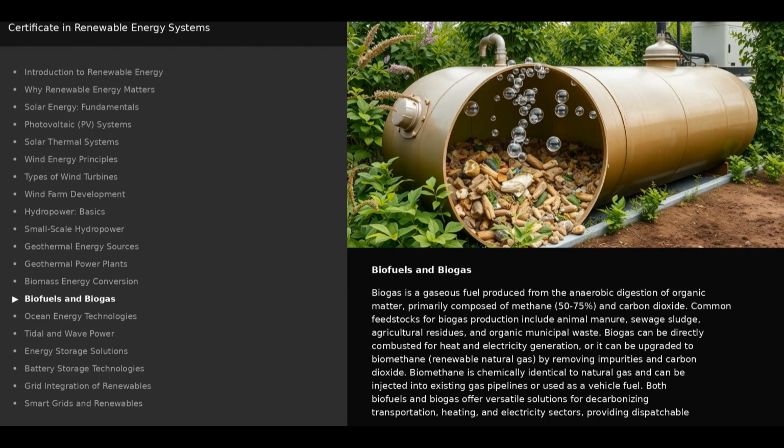Biogas is a gaseous fuel produced from the anaerobic digestion of organic matter, primarily composed of methane, 50 to 75%, and carbon dioxide. Common feedstocks for biogas production include animal manure, sewage sludge, agricultural residues, and organic municipal waste. Biogas can be directly combusted for heat and electricity generation, or it can be upgraded to biomethane, renewable natural gas, by removing impurities and carbon dioxide.